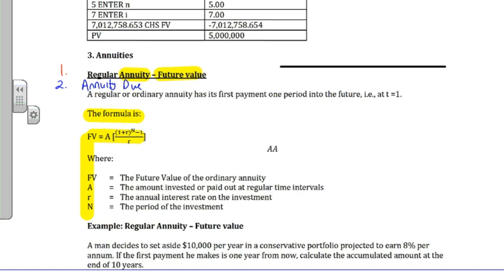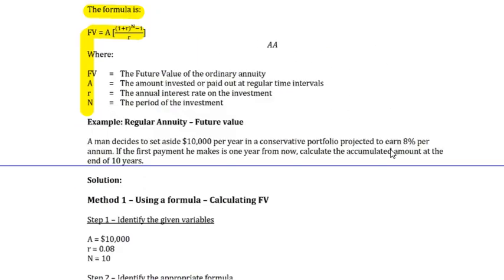Now remember, where are we now, guys? Let's just clean up here. We are in regular annuity, future value. So I'm going to make payments regularly at the end of every single one of my annuity periods, and I want to know what the value will be at the end. We will do this by an example.